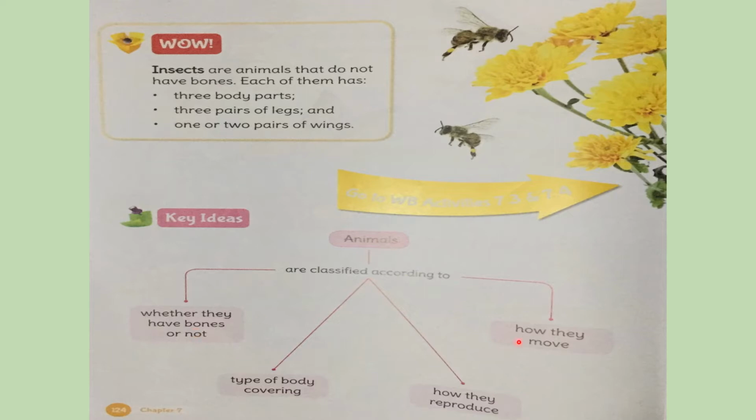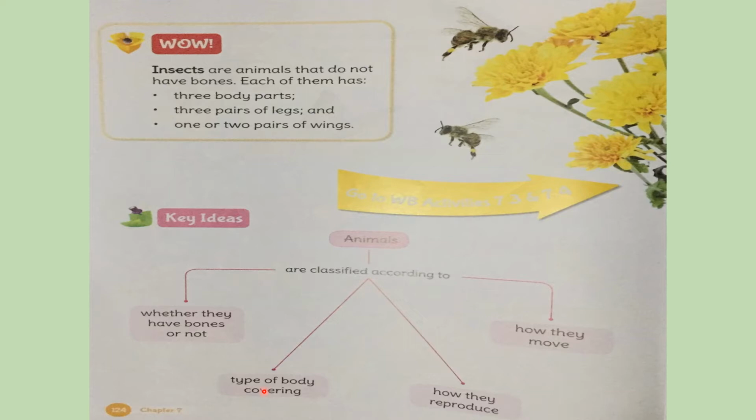Next, here, type of body covering. When we say covering, that means it covers our body. There are some animals that have feathers, some have scales, some have fur. So what are those animals that are covered by feathers? They are birds, like chicken, turkey, and peacock. Those are the animals that are covered by feathers.